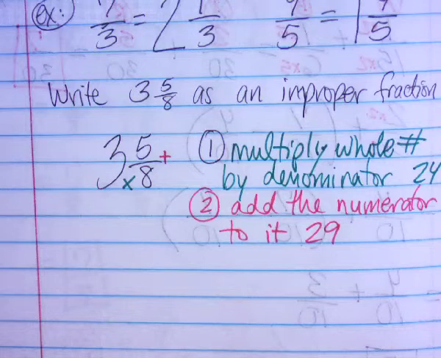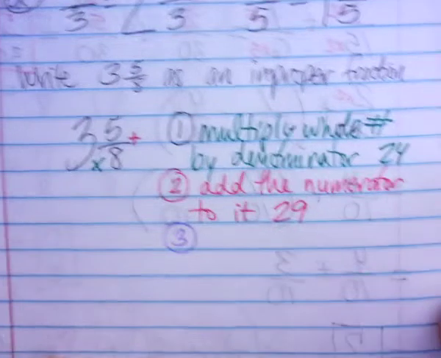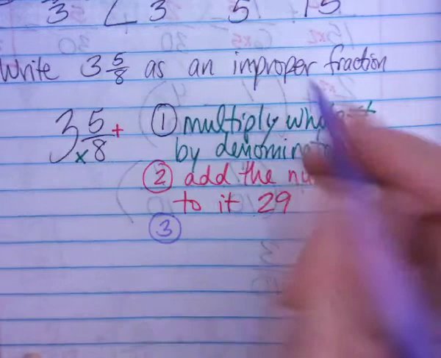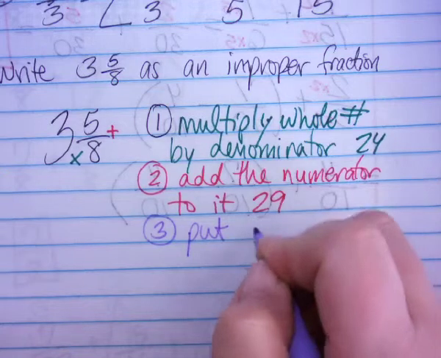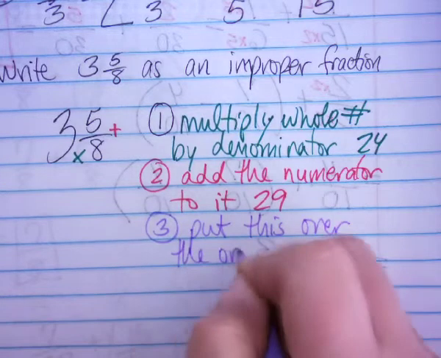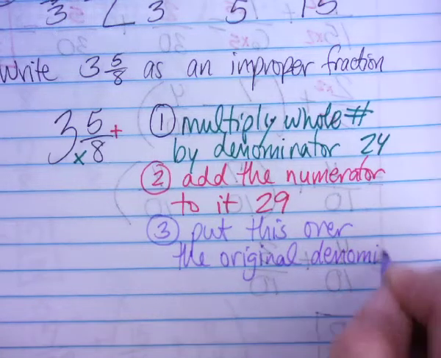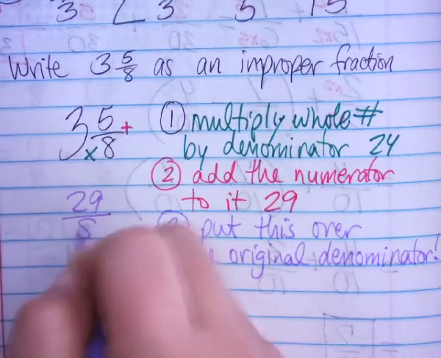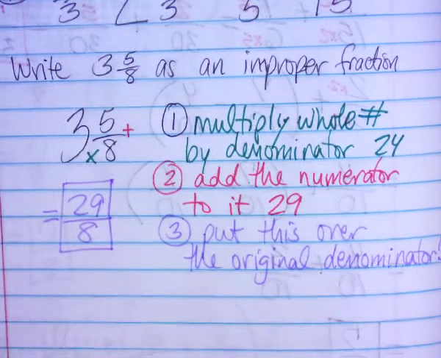Then number 3. This is the fun part, because you've already done all the work now. Remember, with that 29, what do you do with it? What do you do with it, Will? Put 29 on top of 8. Yep. Put this over the original denominator. And that's your answer. Okay?